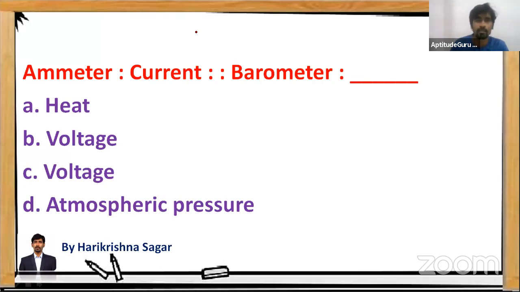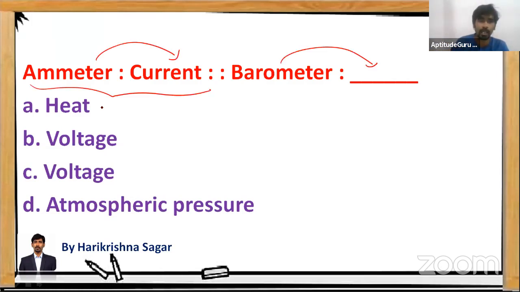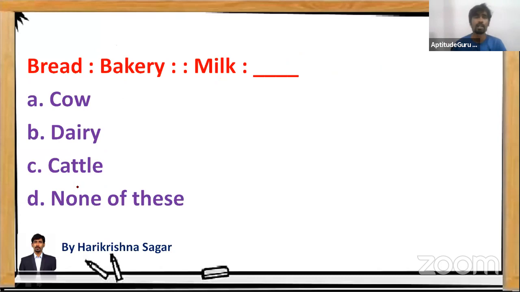What is the answer for the question which is available? Ammeter is to current as barometer is to dash. First understand the logic. An ammeter is a device used to measure the current. A barometer is a device used to measure what? Is it heat? No. Voltage? No. A barometer is used to measure the atmospheric pressure. What is the answer for the next question on the screen?